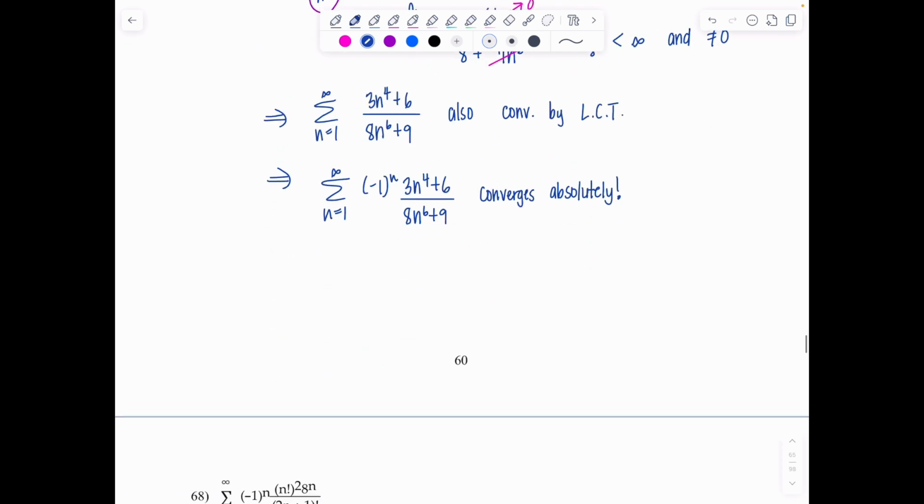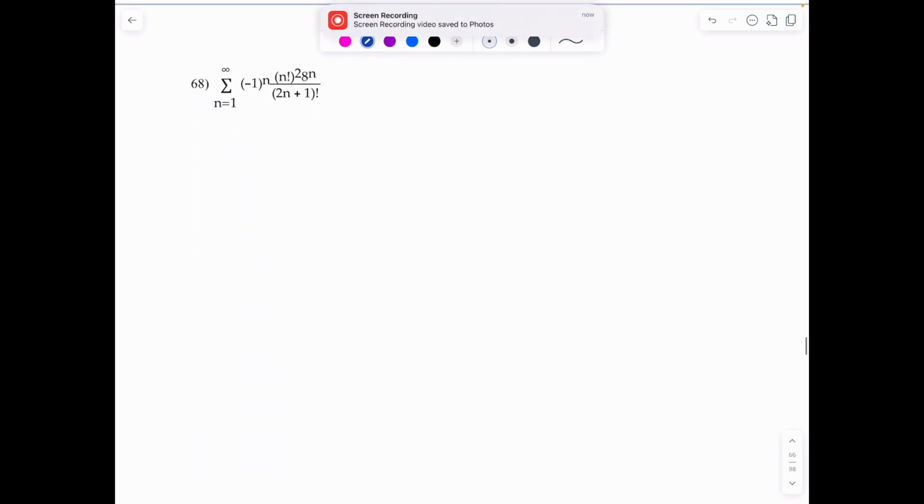I love it. Okay, here's another one. We have, again, the same question: converges absolutely, conditionally, or diverges. Number 68. We have the sum from n equals 1 to infinity of negative 1 to the n times n factorial squared times 8 to the n over 2n plus 1 factorial.